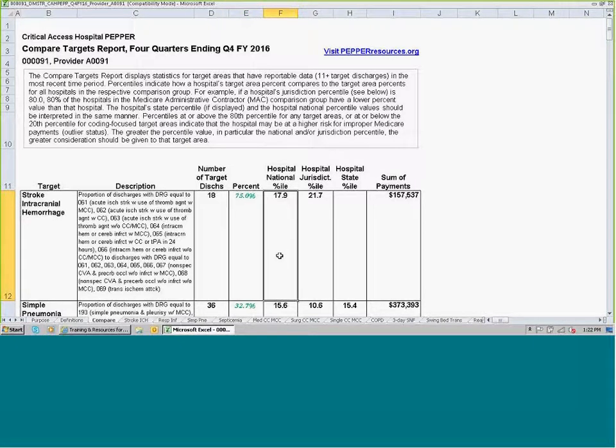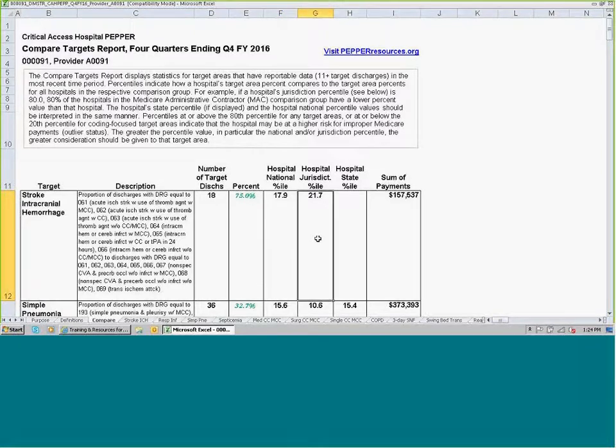Now think about the ladder example that we just left on the slide before. Remember, we take these target area percents for all of the hospitals in each of these three comparison groups, and we sort them from highest to lowest. The national percentile identifies the percent of hospitals in the nation that have a lower target area percent. So 17.9% of hospitals in the nation have a lower target area percent than this hospital does. So because this hospital is below the national 20th percentile, their target area percent is color-coded in green italics, meaning that they're a low outlier and that they could be at risk for undercoding. So the national percentile identifies how the hospital's target area percent compares to all of those other ones in the nation for this particular target area.